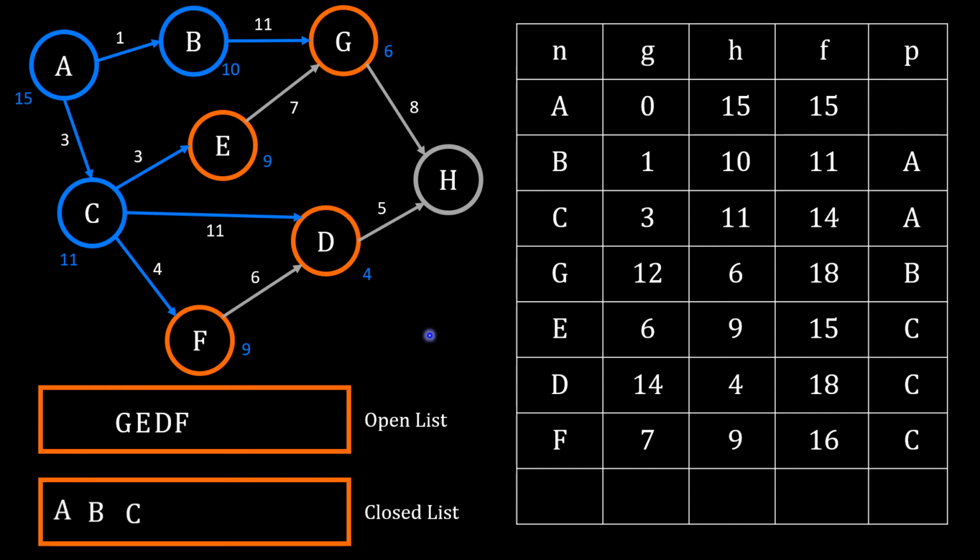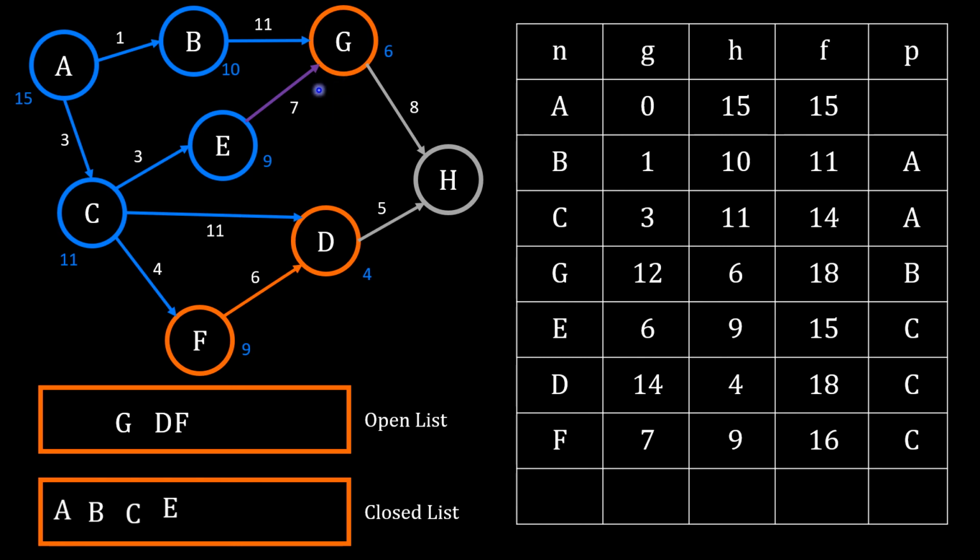Now looking at the cost functions, our lowest cost function is going to be E at 15. So we're going to expand E and look at E's neighbors. E only has one neighbor, which is G. In this case, this is interesting because we've actually already found a shorter path from B to G. E to G is actually a longer path, and we don't want this.